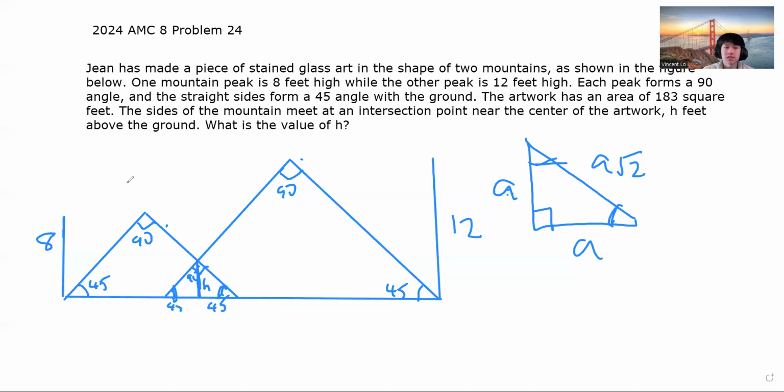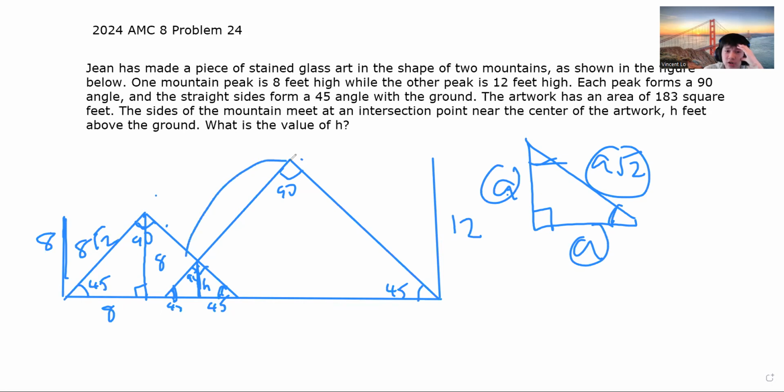So we see that this is 8. Let's draw on this. This is 8. Then if this is 8, then this is 90, this is 45, right? And right away, we can see we have one of these triangles right here, where one side is 8, one of them is 8. So the other side has to be a root 2, or 8 root 2. All right, perfect. Similarly, for this bigger triangle right here, if this is 12, then this side is 12 root 2.